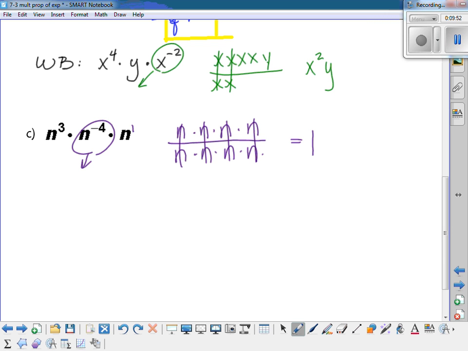No, because n to the 1st is different than just 1. All the n's canceled out. There's no n's left. So it's just the number 1. Okay?